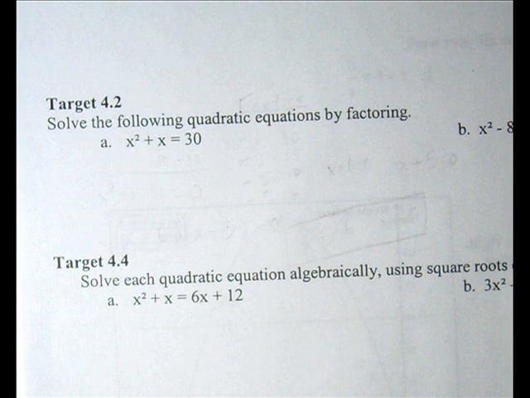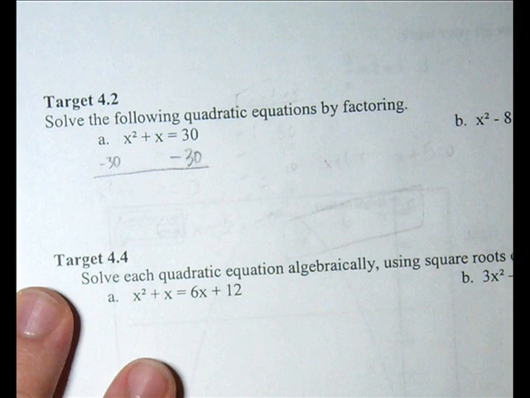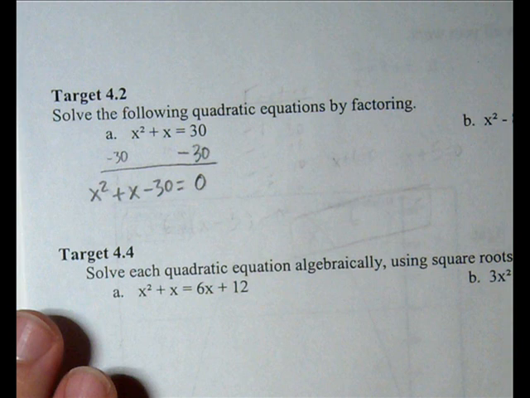So what we're going to do first is get the right-hand side equal to 0. To do that, I'm going to take away 30 from both sides. And that's going to result in x squared plus x minus 30, because there was no other number term besides the minus 30. And that is all equal to 0.